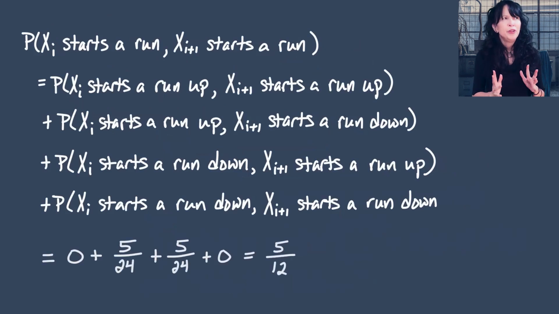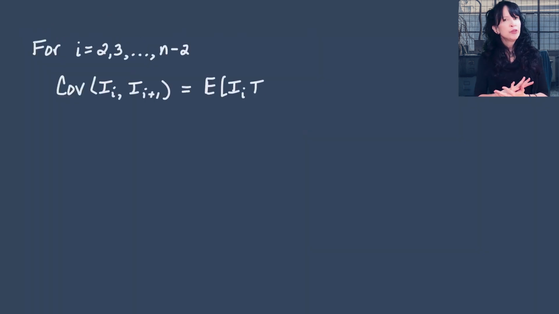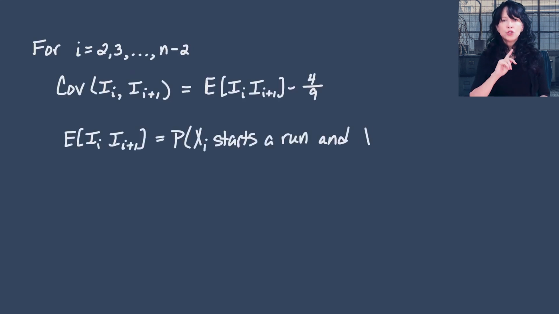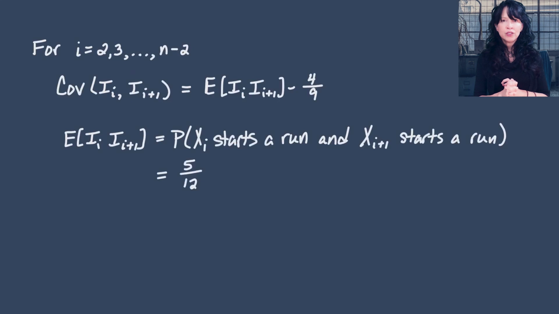But we were trying to compute a covariance. For i equals 2 through n minus 2, we were trying to compute the covariance between the indicator I sub i and the indicator I sub i plus 1. We noted that this was the expected value of the product of the indicators minus 4/9. The expected value of the product, we noted, was the probability that x sub i starts a run and x sub i plus 1 starts a run, and we just computed that. That is 5/12. So when you take 5/12 minus 4/9, you end up with negative 1/36.